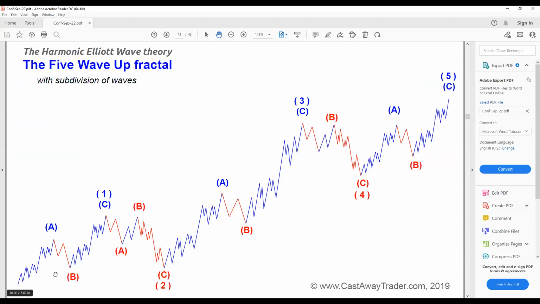Again, this is how the 5-wave up fractal under the Harmonic Elliott Wave theory looks like. And as I mentioned, the main difference between that modified version of the Elliott Wave theory and the classic version is that we have ABC subdivision in each wave.